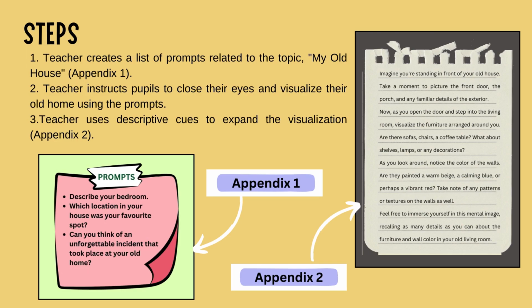Steps. Teacher creates a list of prompts related to the topic My Whole House, which can be seen in Appendix 1. Describe your bedroom. Which location in your house was your favorite spot? Can you think of an unforgettable incident that took place at your whole home? Teacher instructs people to close their eyes and visualize their whole home using these prompts. And then teacher uses descriptive cues to expand the visualization, which can be seen in Appendix 2.